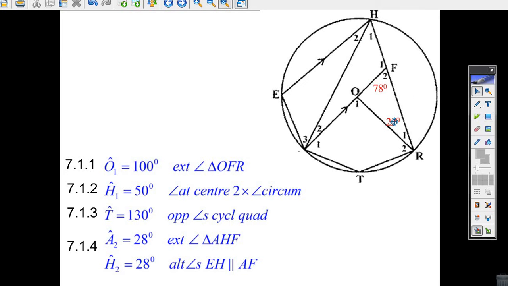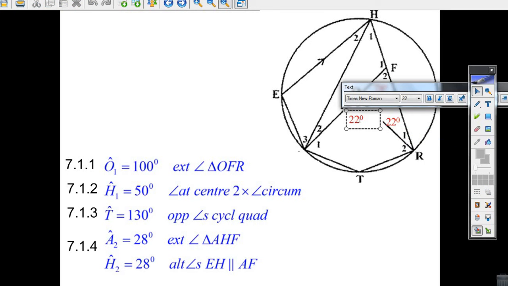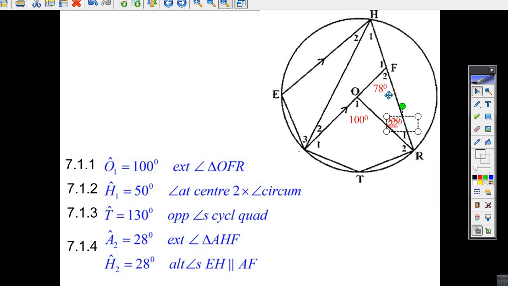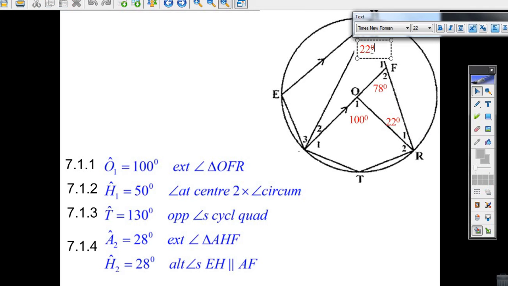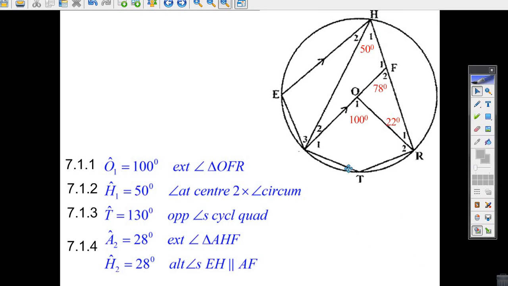What might be good is to put those things in there while you're doing it. It makes it a little bit easier to see. That first angle there is 100 degrees, so let's just put it in. And that angle up at the top is 50 degrees, H1. Let's put it in because it helps us to see what's going on. You want to put it in a sketch like that when you're doing it. There we go.